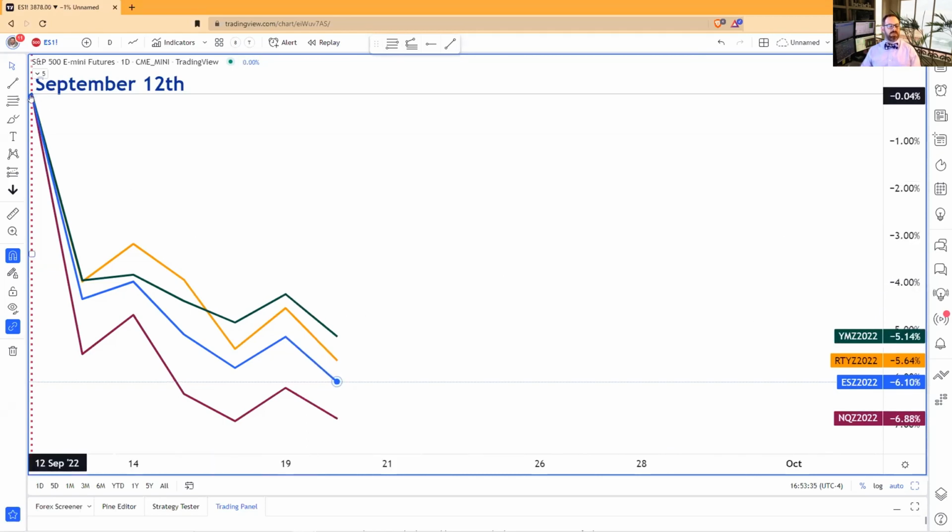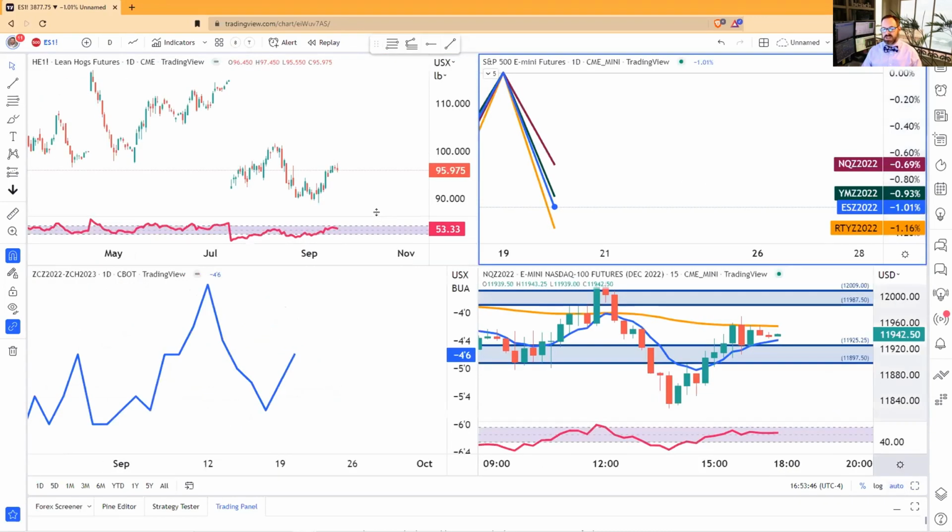So in September, if I thought the markets were going to drop and I knew that the NASDAQ was likely to drop faster than the Dow, I could have shorted the NASDAQ and bought the Dow at the same time. And that would have been an inter-market spread.